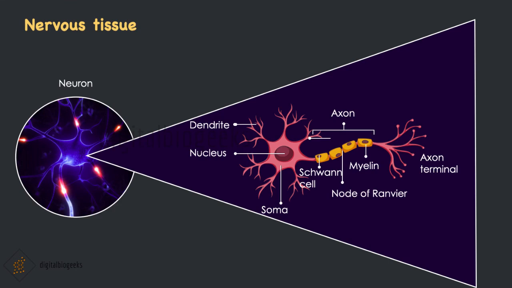The cell in the nervous tissue is called a neuron. This is a neuron, and it has a cell body with cytoplasm and a nucleus, and from the cell body a long thin hair-like structure arises that is called axon. There are short and branched parts arising from the cell body called dendrites. And in this axon you can see these are Schwann cells. Schwann cells are supportive in nature, and this axon is covered with myelin sheath.